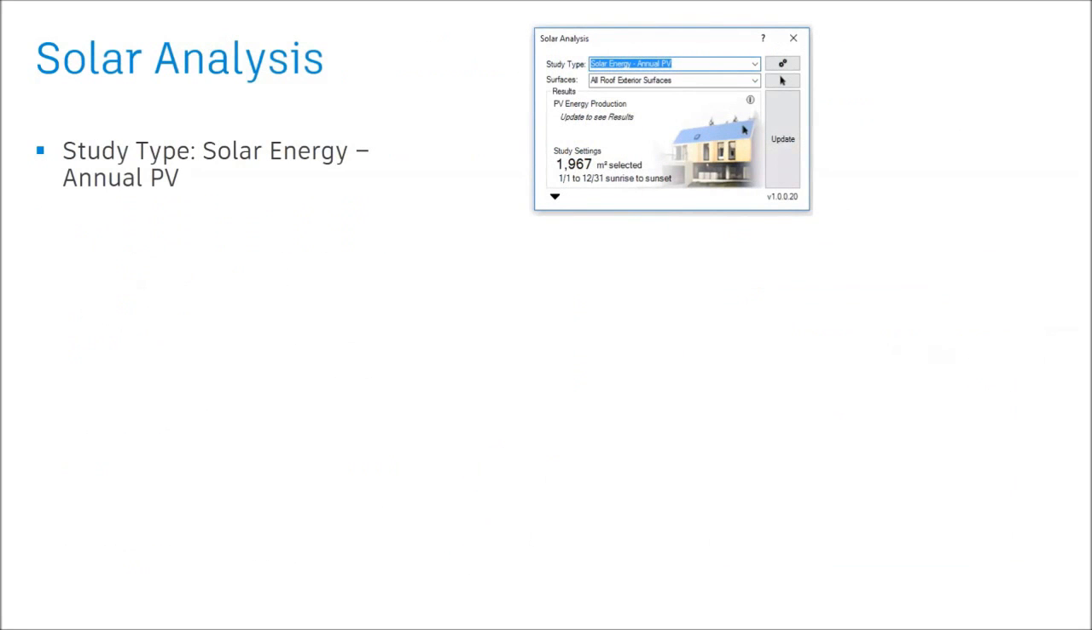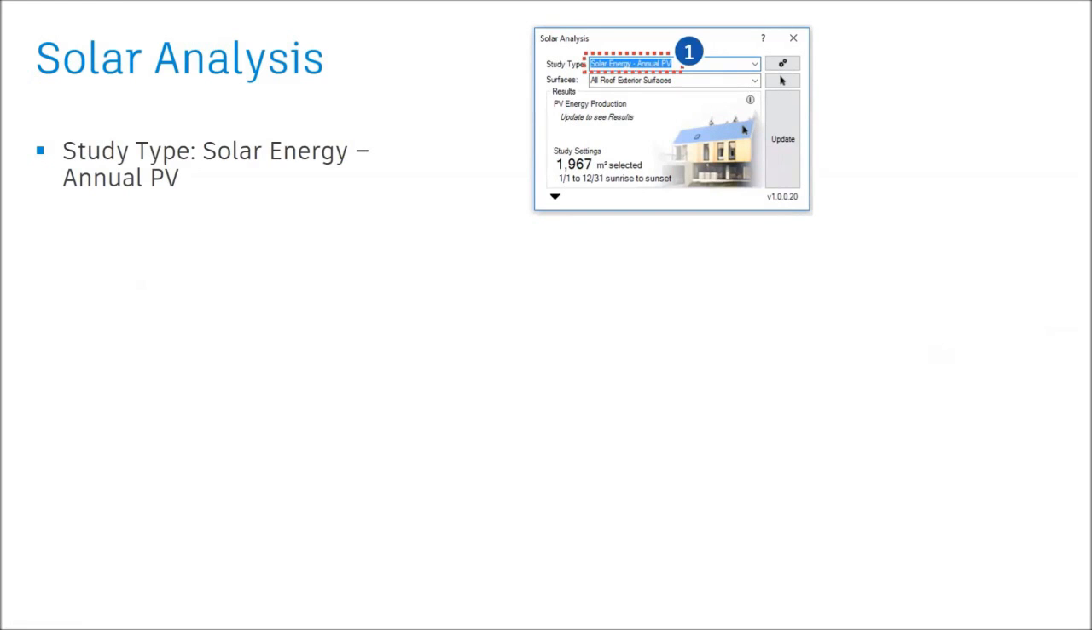I wanted to cover this because there's a couple of things here that people often overlook or get tripped up on, and I also wanted to touch on how it uses the weather or climate information. So if you're going to explore solar analysis, the type of study I would recommend is the solar energy annual PV, because if you pick that one, it's kind of an automated push button thing, because what it will automatically do is select all roof surfaces in your model.